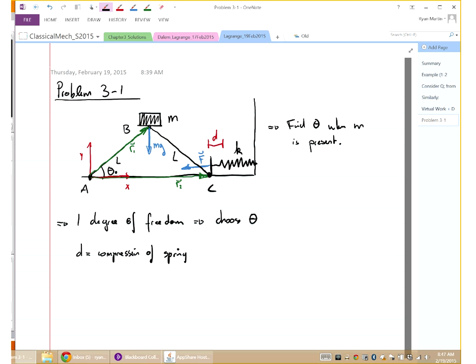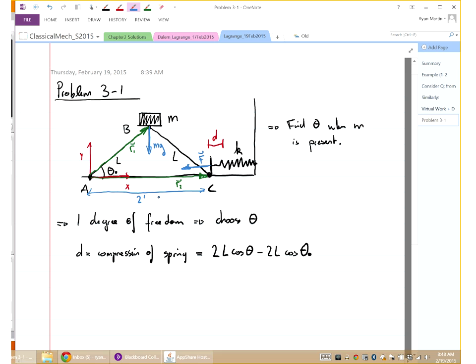So d equals 0 when theta equals theta naught, and d equals something bigger than 0 when theta is smaller than theta naught. So I can write d as 2L cos theta minus 2L cos theta naught. Right? So what color should I use?